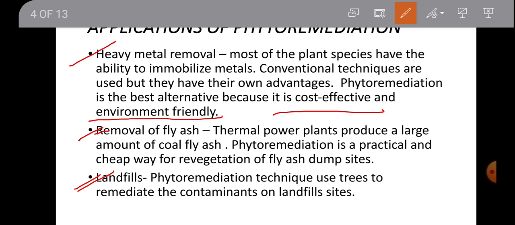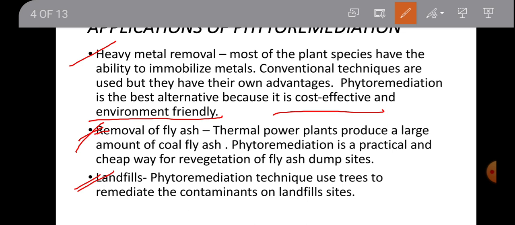We can take the example of immobilized metals in case of plants, like mercury, cadmium, arsenic, chromium, thallium and lead. They are heavy metals.